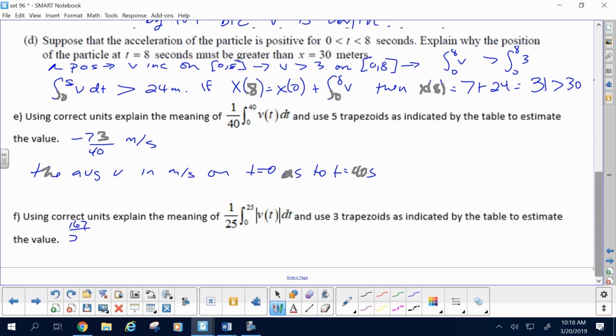Triple jump is 7 over 25 meters per second is the average speed.